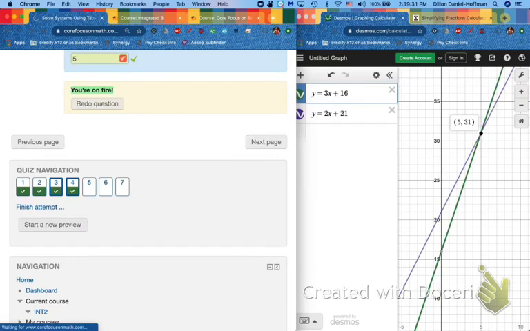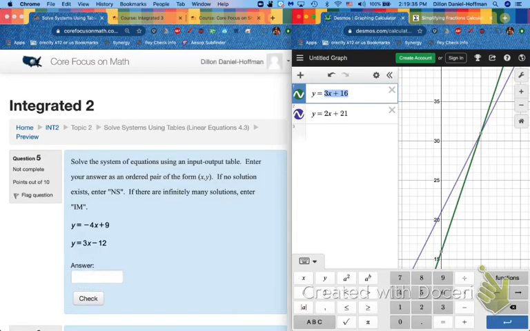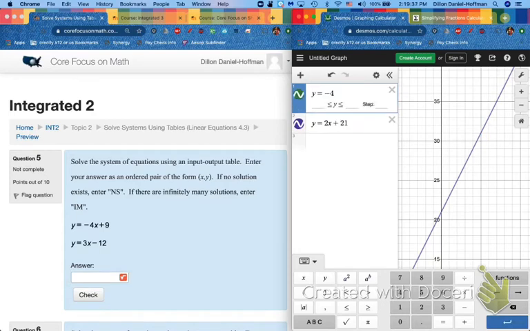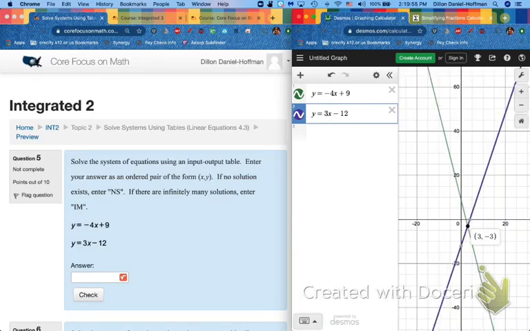All right, 5, 6, or 7, we're going to do the same thing. So I've got negative 4x plus 9. And I've got 3x minus 12. Okay, zoom out. They cross at 3, negative 3.